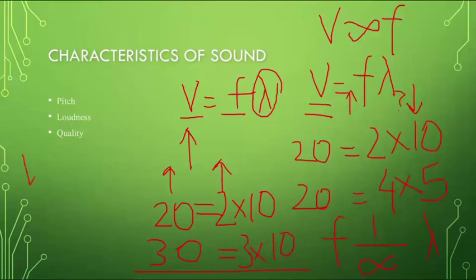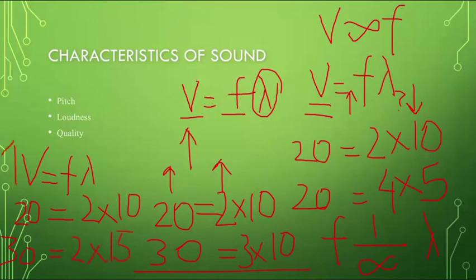And now, if you want to check the relationship between speed and wavelength, so I increase the speed from 20 to 30. And if the frequency is constant, the wavelength has to be 15 for the equation to be correct. And so when my speed increased, my wavelength also increased. And that is the relationship between all the three values in my formula. Speed is equal to frequency into wavelength, or V is equal to F lambda.